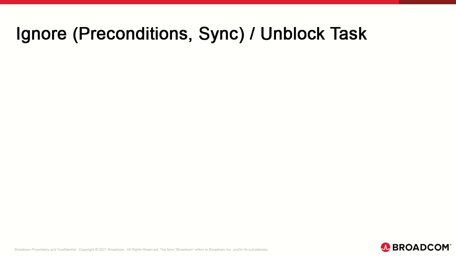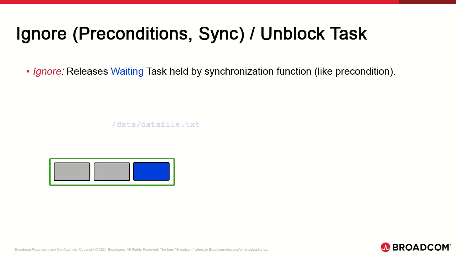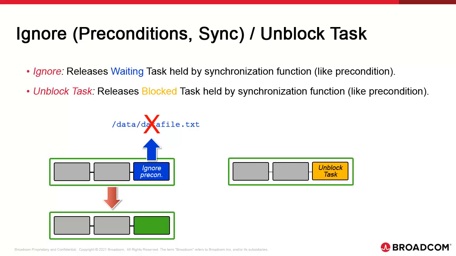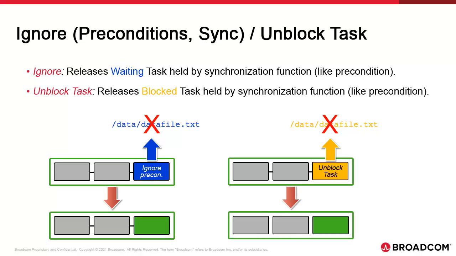Ignore and unblock task performs similar actions on different statuses. In the case of a precondition, say a condition on a file, the ignore precondition action bypasses the precondition and allows a waiting task to continue. Unblock is for similar situations, but if they lead to a blocking status, unblocking ignores the precondition and lets the task execute.